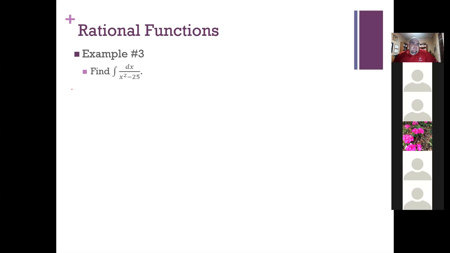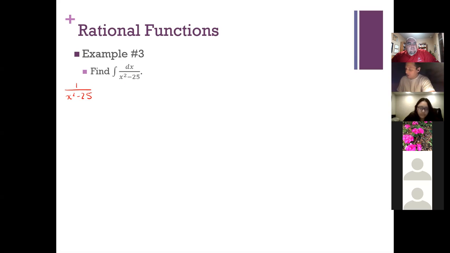So our next example here, like I said, I'm going to think about this independent of the integral. So we only have 1 over x squared minus 25. Do we have to do that long division step before we get any further? Yeah, I see a couple of head shakes. No, not this time. So what we'd like to do now is factor the denominator as fully as we can. So how does x squared minus 25 factor?